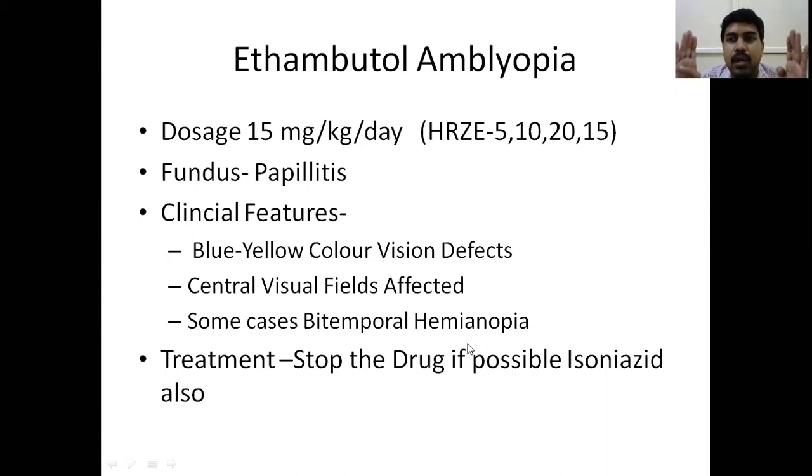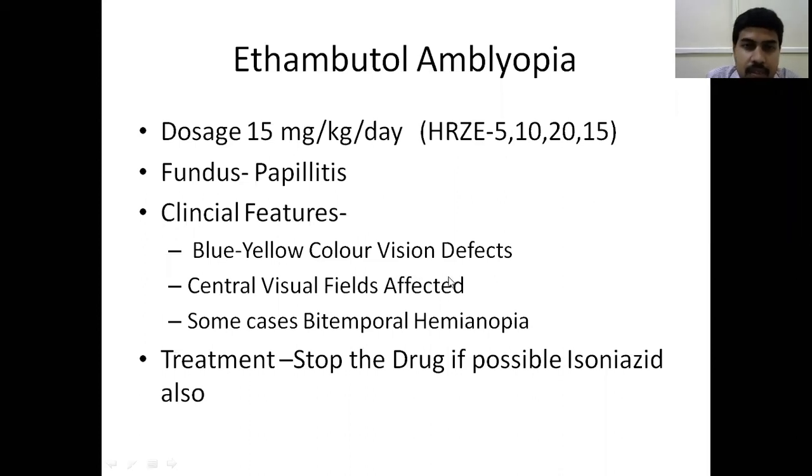Bitemporal means both the temporal halves are gone. That means a heteronymous type of hemianopia can occur. Treatment is to stop the drug, and it is usually said that along with ethambutol, isoniazid is also implicated in this pathogenesis. So stop, if possible, both the drugs together and go for an alternative drug. That's why before starting any anti-tuberculosis therapy, they send the patient to an ophthalmologist for a baseline fundus screening. So here you have to always do a visual field, and also you have to do the color vision charting for that particular patient.